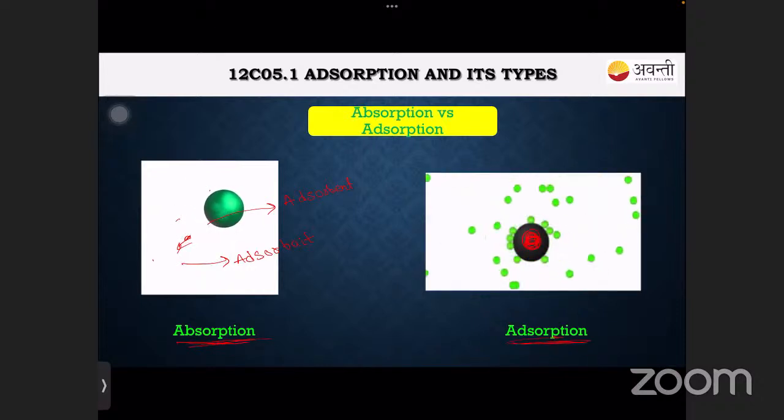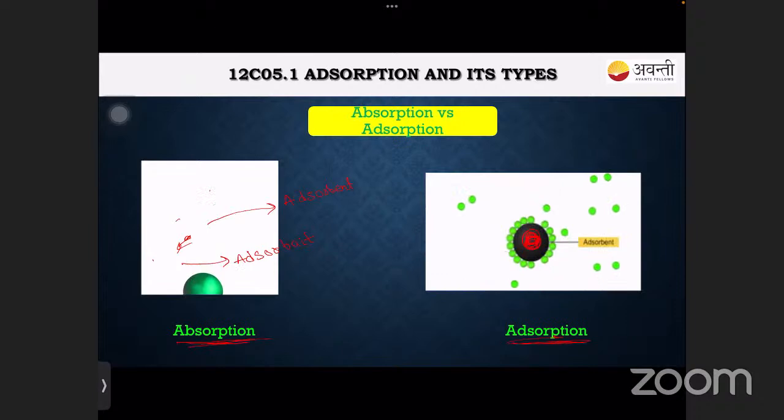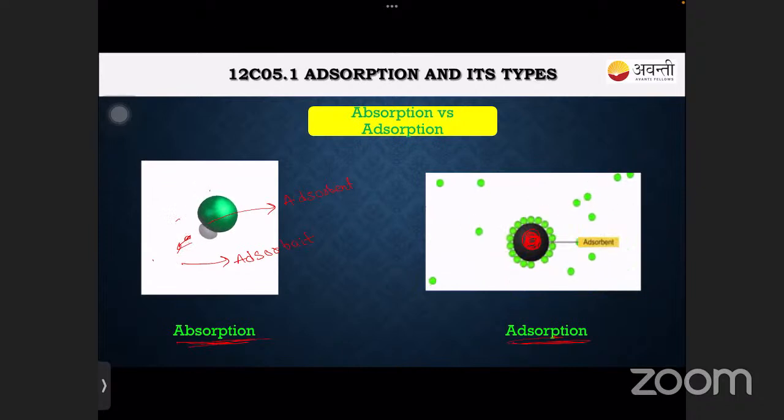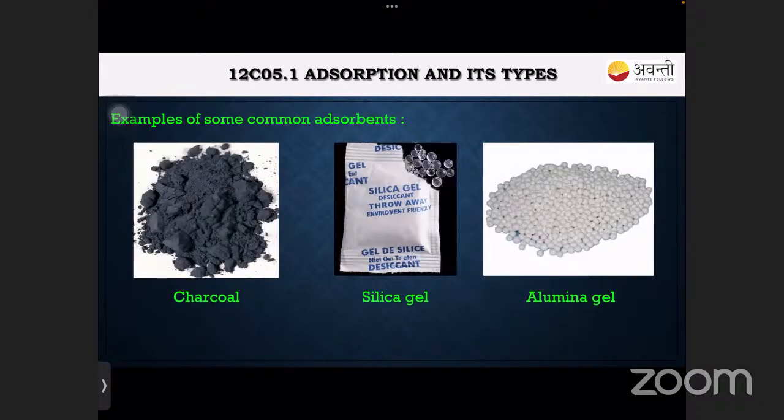Any questions till now? Class, do you have any clarifications? You can post it in the chat. If you are clear with adsorption and absorption, please click a yes there. I hope it is clear.